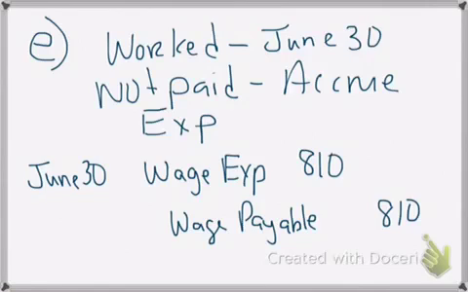will really be there for all of that. So the wage expense would be our debit, and the credit would be our wage payable. Those are some of the things that you really just have to look at.